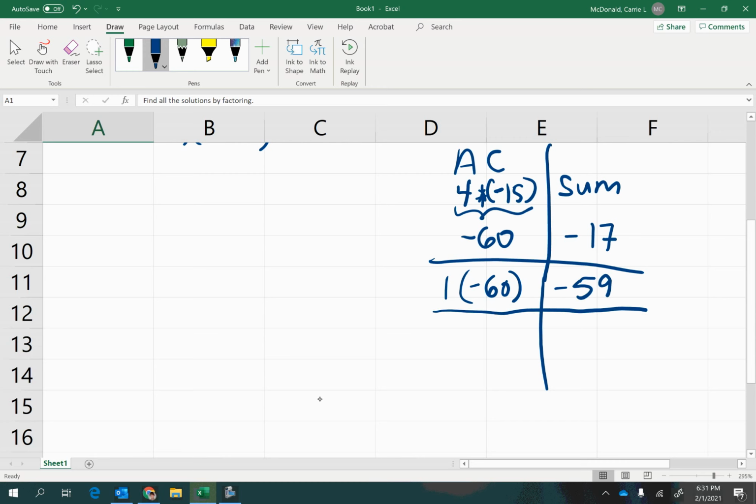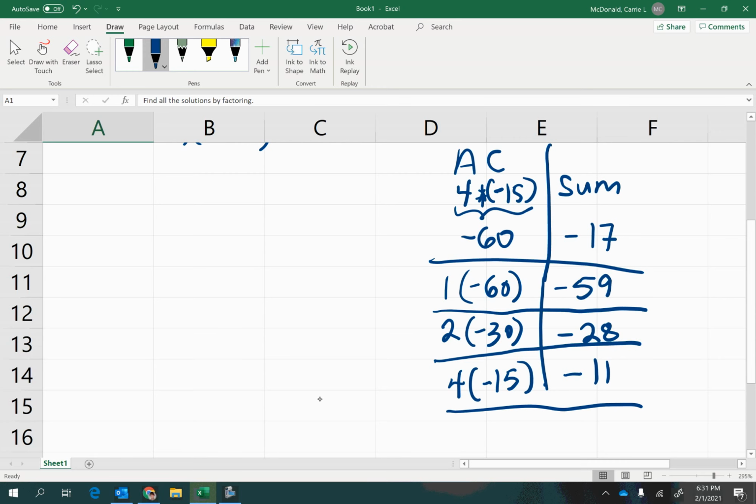So let's try another. How about 2 times negative 30? And that'll give me negative 28 when I add those together. So that didn't work either. How about 4 times negative 15? Did I skip something? Because this gives me a sum of negative 11, and I needed negative 17. I skipped right over that.